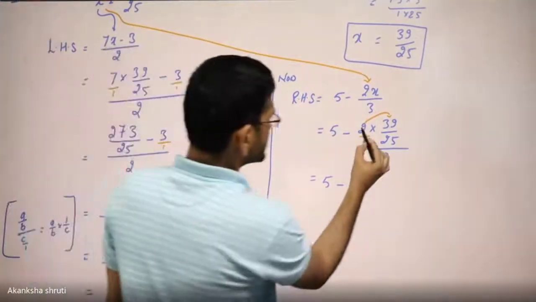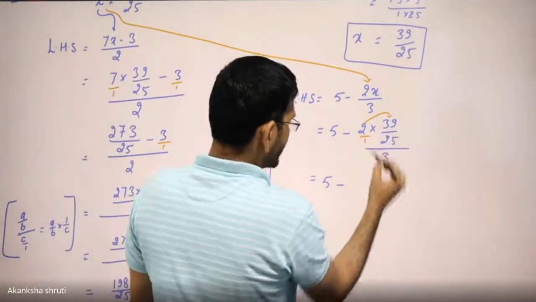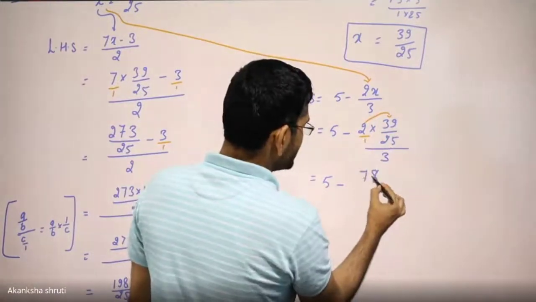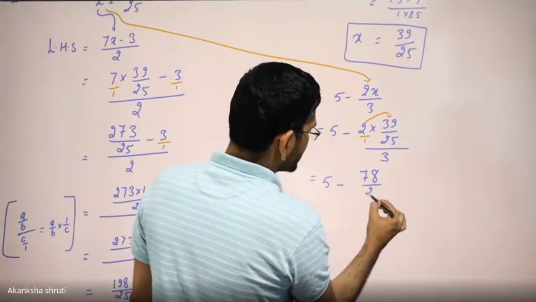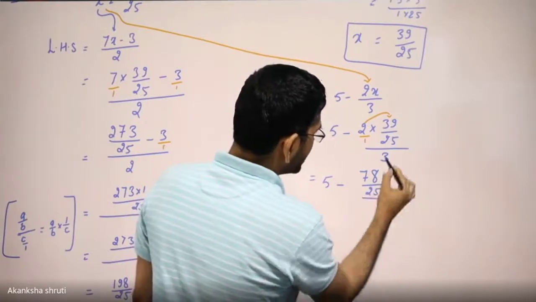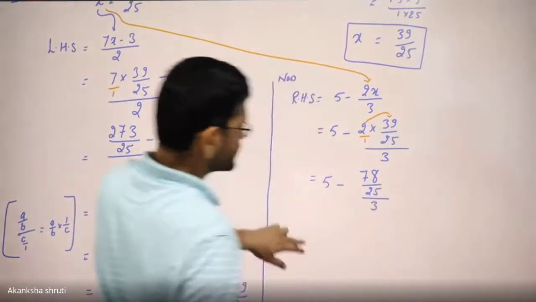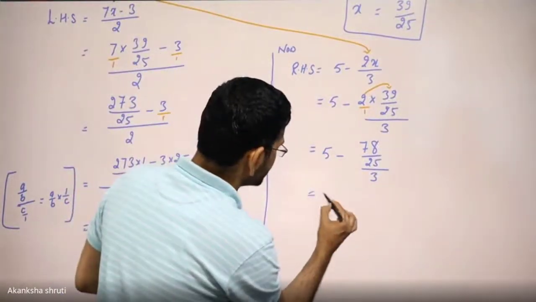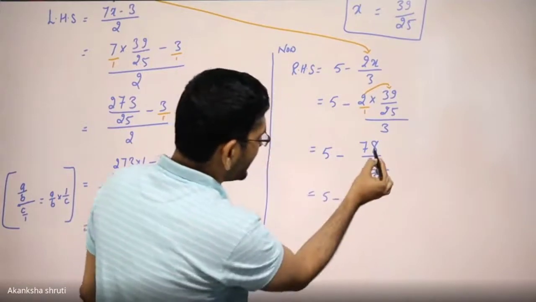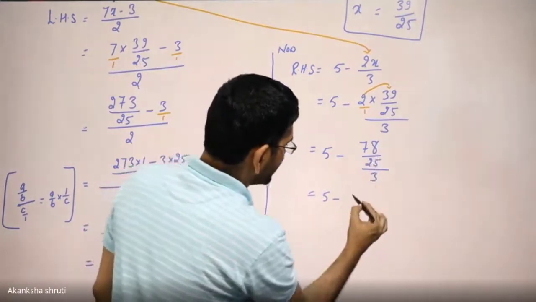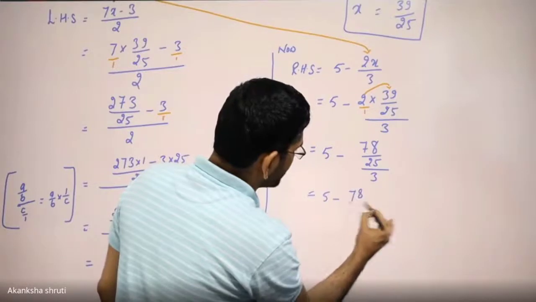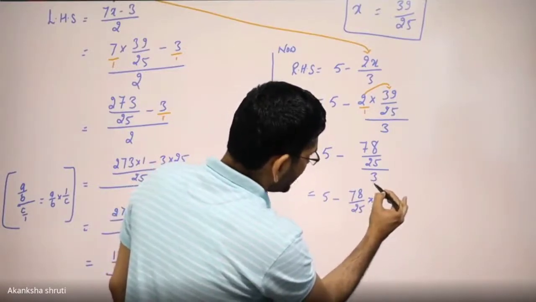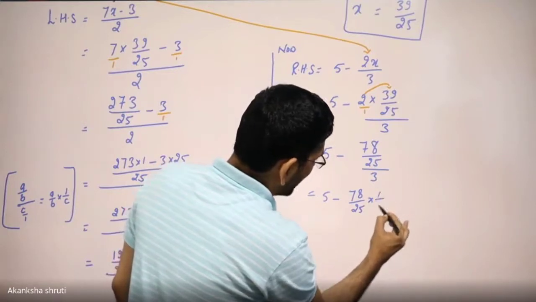So this will turn into 2 into 39. 9 2s are 18, 2 3s are 6 and 1 is 7, so 78 by 25, divided by this 3. Now, students, keep in mind, keep this 5 as it is. But this is A by B by C. So it will turn into 78 by 25 into 1 by 3.